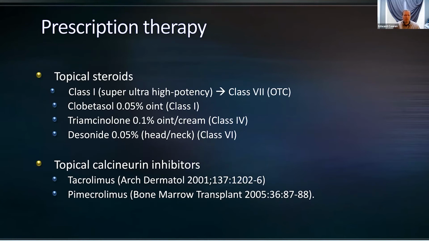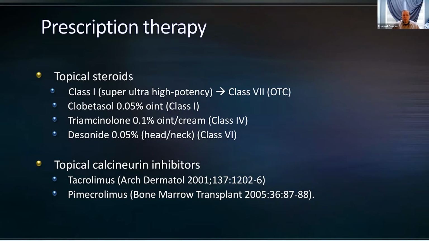Okay, what about prescription treatments? So topical steroids are the gold standard treatment to try to control skin inflammation when possible, so that you don't need to be on systemic treatment. So if you've got a localized area of skin GvHD and no other organ system involvement, it's always going to be safer to try to calm down that skin involvement with topical steroids instead of taking prednisone or other immunosuppressive treatments.